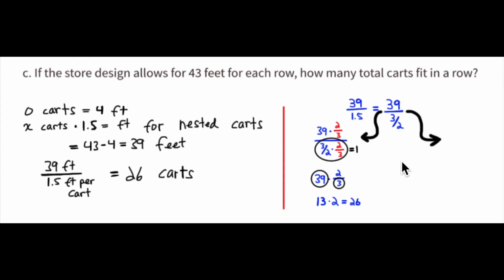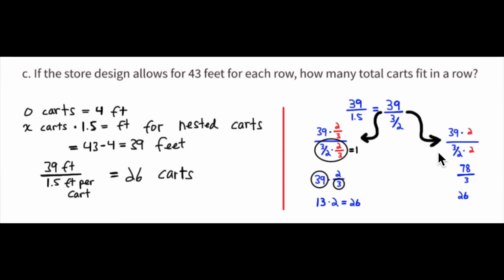Another way to look at this division is to think of 39 divided by 3 halves as saying how many halves are there in 39? So how many of these halves are there? So it's 2 times 39. This 2 times 1/2 right here goes away, and you're left with 78, and you're going to take those halves out 3 at a time. So 78 divided by 3 is 26.